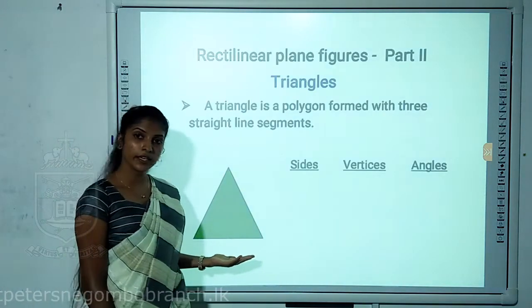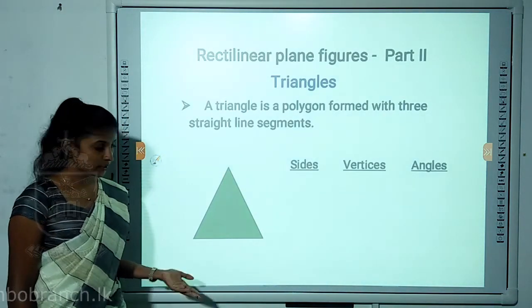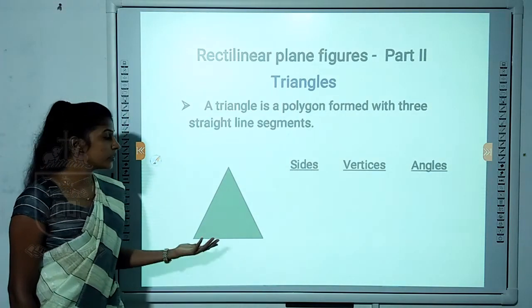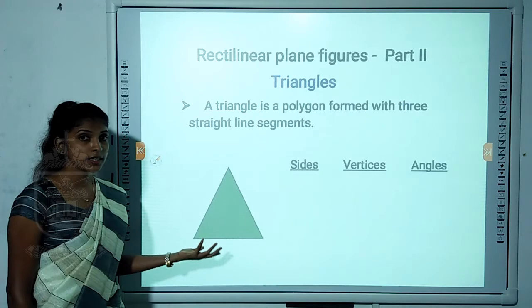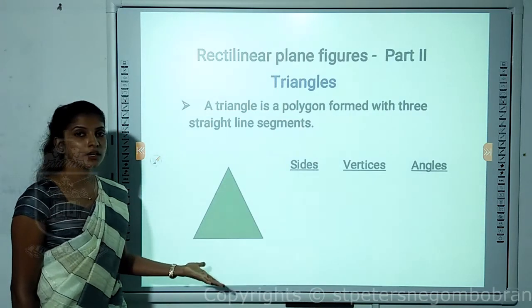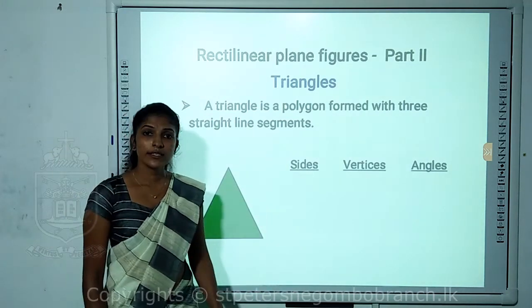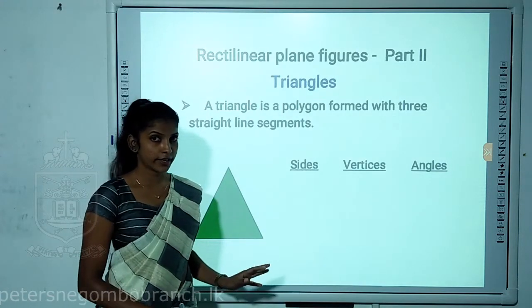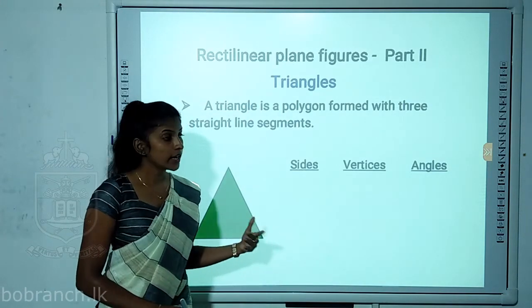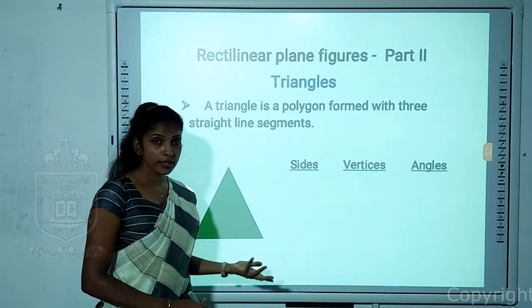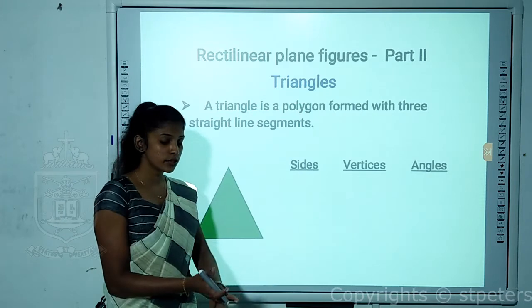You all can see a figure here, a polygon. All 3 are straight sides and it's a closed figure, so we call it a polygon. At the same time, since it has 3 sides, we call it a triangle. Tri means 3, so we give the name triangle. Now there are some features, which we call elements of the triangle. In a triangle, there are sides, there are vertices, there are angles. So we call those 3 elements in a triangle.